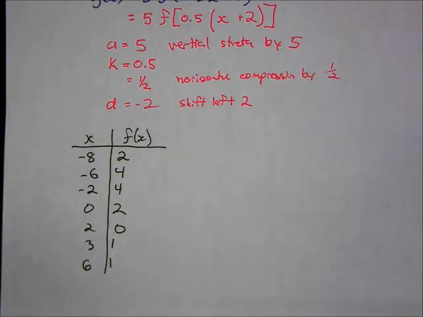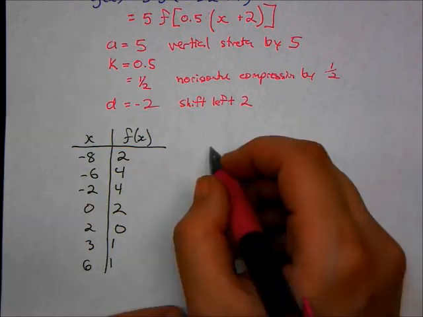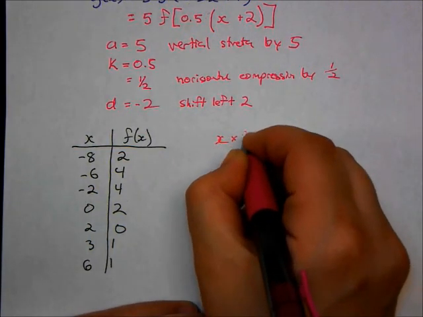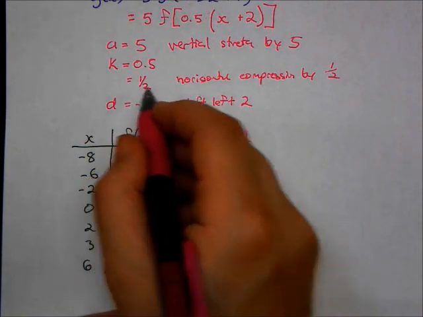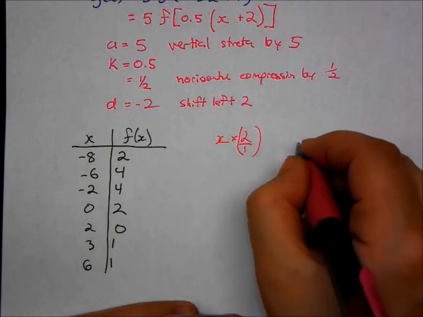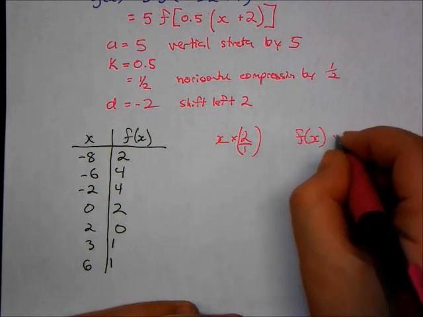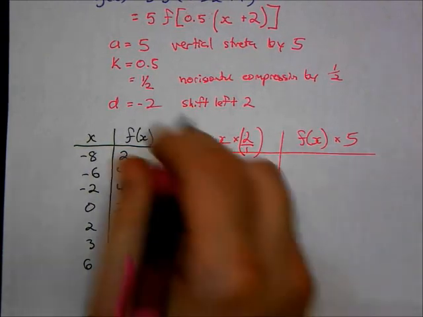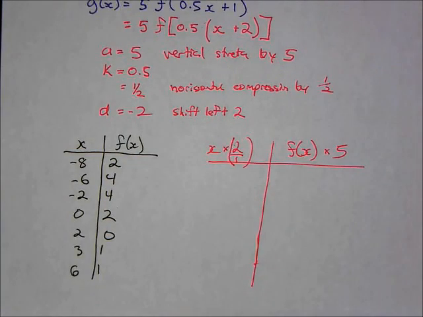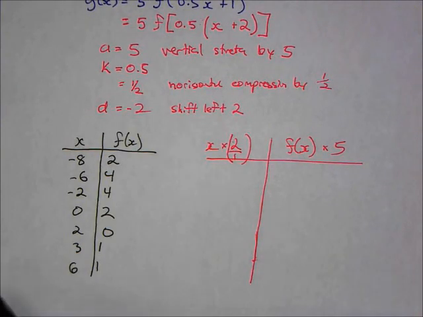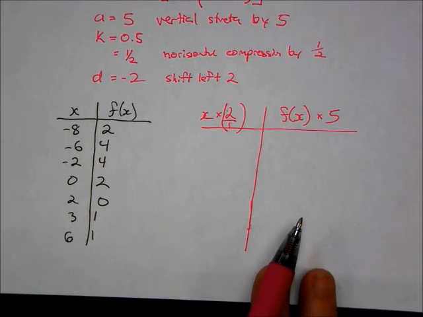How am I going to map this for my new g of x? Well, I'm going to take the x's and I'm going to multiply by 2. Take 1/2, reciprocal, 1 over 2. I'm going to take my f of x's and I'm going to multiply them by 5 because of the a term here. As long as I'm at it, I can subtract 2. Let's do it in the next step.